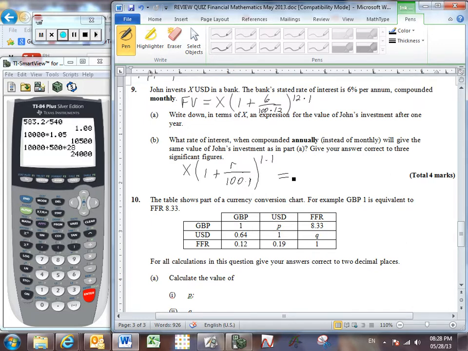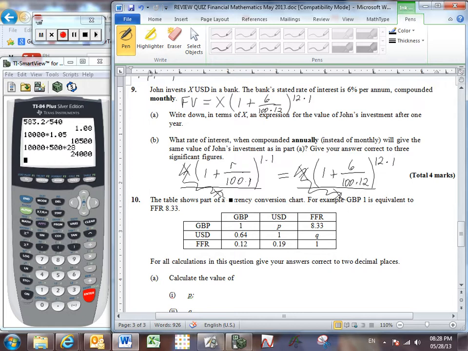And we want to set this equal to the amount that we had in part A, because that was the value of his investment if it was compounded monthly, where the 6% was being divided between the 12 months, and then we were multiplying this 12 times instead of just 1 time to represent the 12 different months in which it's compounding. In order to solve this equation, I first need to recognize that I've got a common factor of x on both sides. If I divide both sides by x, then these disappear and these disappear, and now we've got something that we can solve for r.